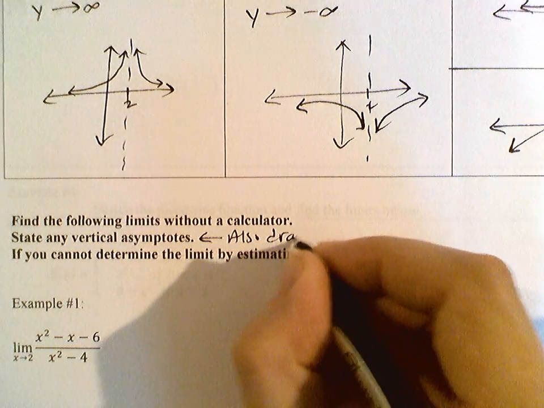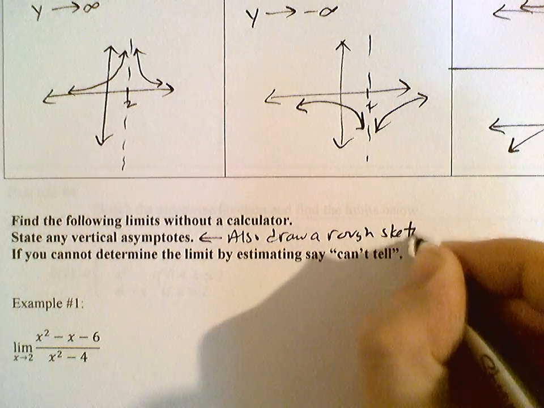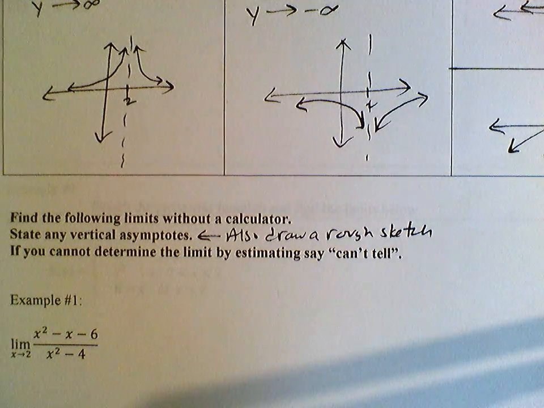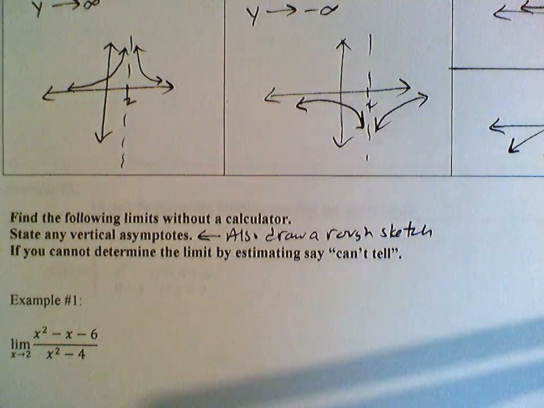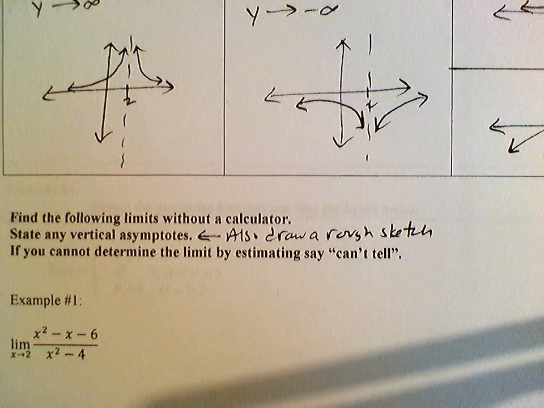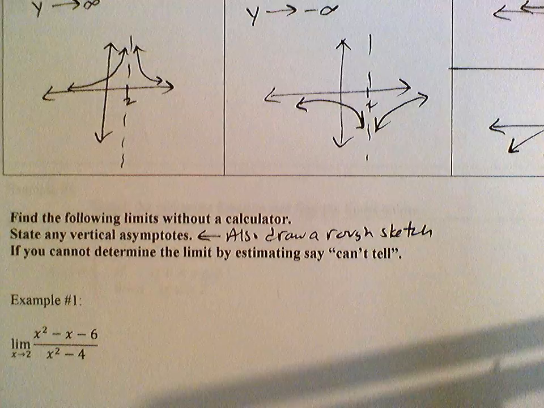Also draw a rough sketch of any vertical asymptotes. If we cannot determine the limit by estimating, we're going to say can't tell. We're not going to use a calculator today, guys. We're just going to try to estimate. Okay, so the estimating here, this is a useful skill. Now, I'll do it right over here.